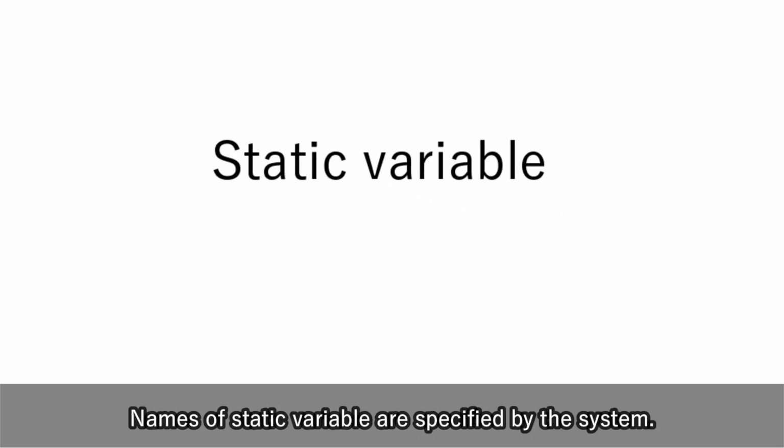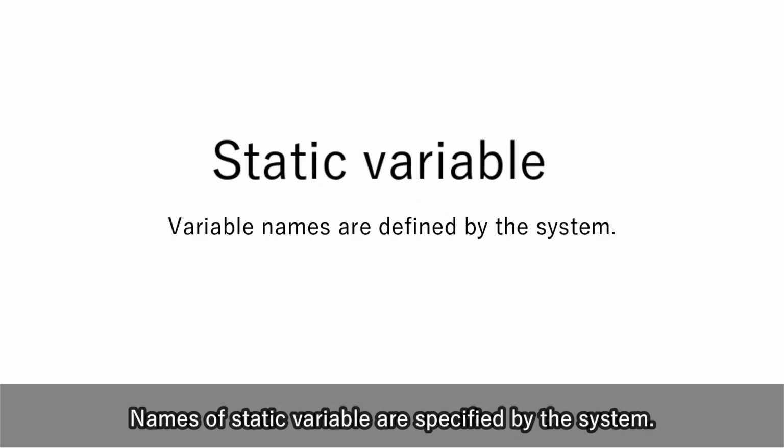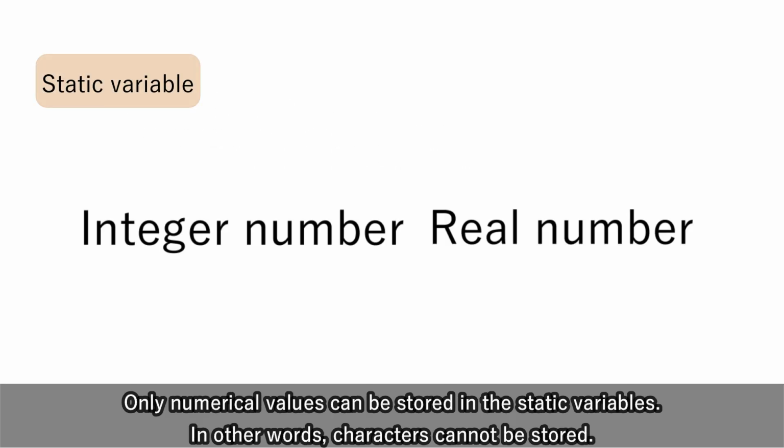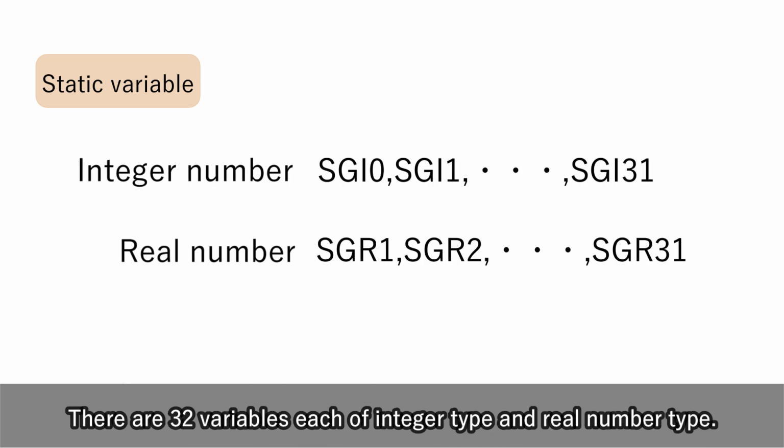Names of static variables are specified by the system. Only numerical values can be stored in the static variables. In other words, characters cannot be stored. There are 32 variables each of integer type and real number type.